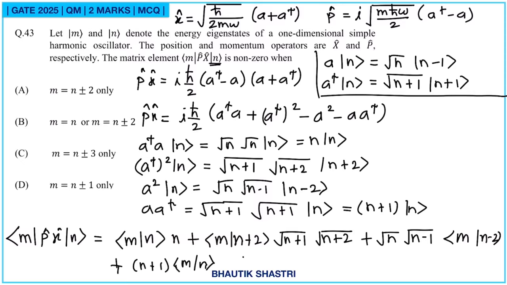Now this will be not equal to 0 when these terms are non-zero. So when m is equal to n, because this is an inner product, that will be equal to delta mn. So when m is equal to n, this is possible. Here m should be equal to n plus 2, and here m should be equal to n minus 2. So only when m is n or n plus or minus 2, then we will get non-zero values. So option B is correct.